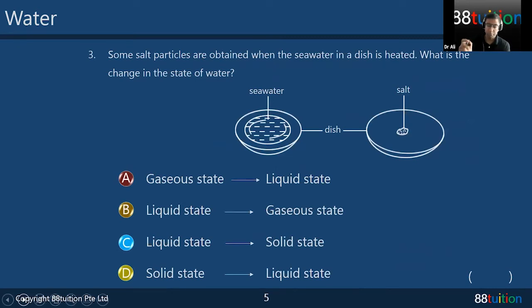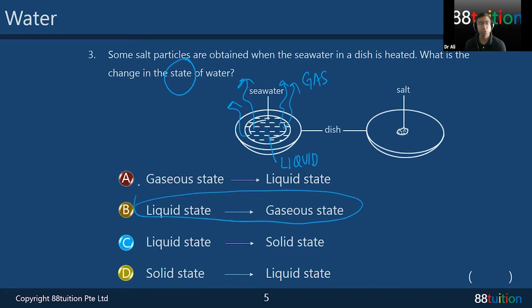Salt particles are obtained when the seawater in a dish is heated, and therefore you will have this kind of evaporation of the seawater, leaving the salt behind, right? So initially this was in liquid form. Then it turned into gaseous form. So the question is, what is the change in the state of water? And therefore we get liquid state change to gaseous state. That's the only change we can see is the correct option over here.